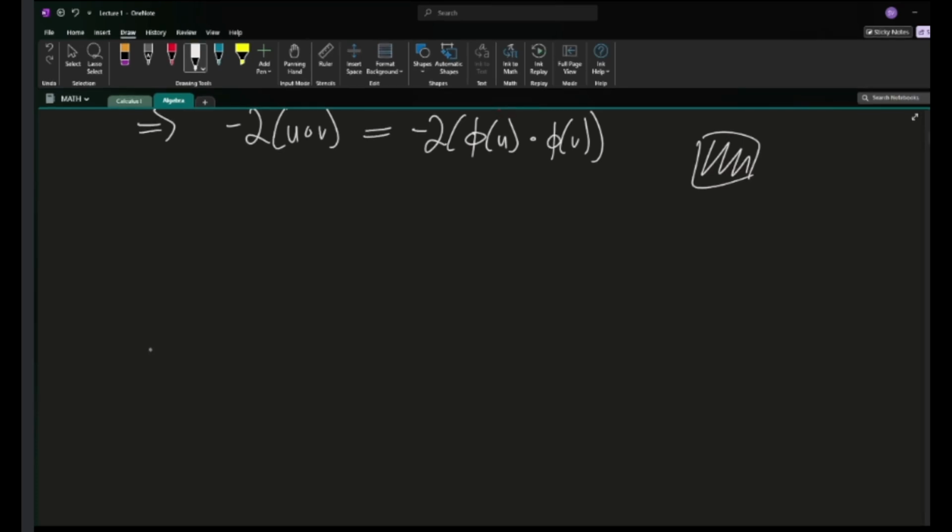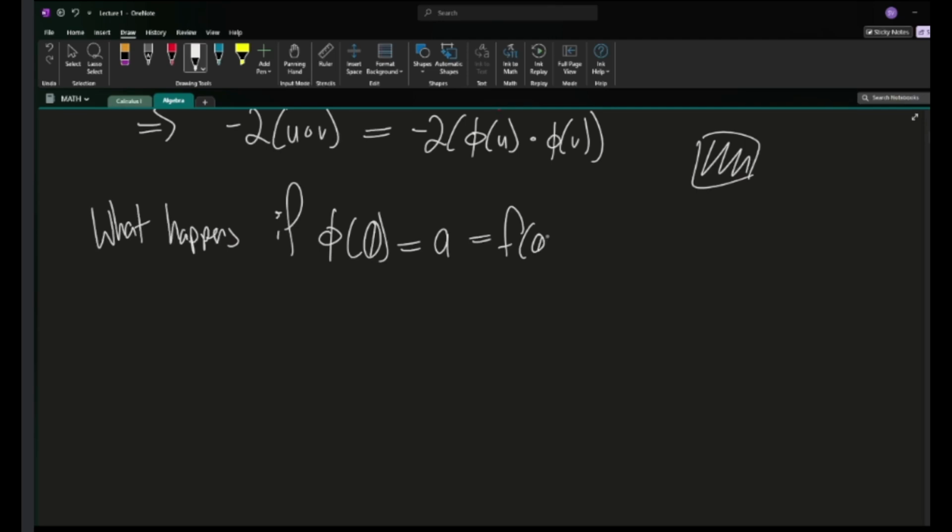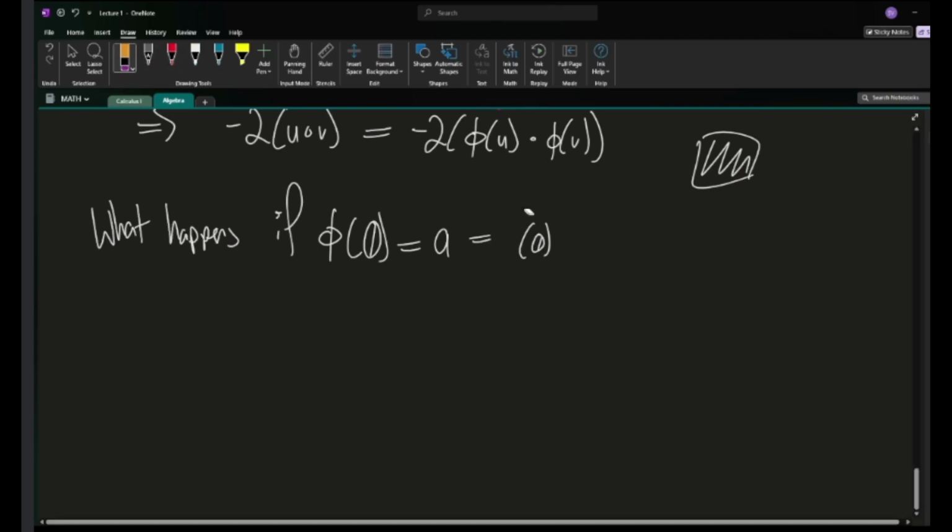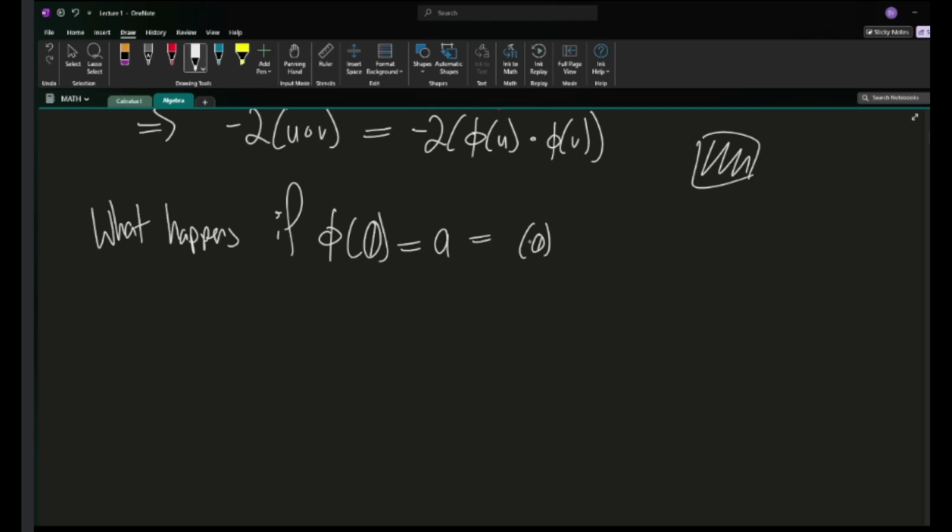So what happens if the origin's not fixed itself? If phi of 0 equals some value a, which is, I guess, the origin in another figure f.